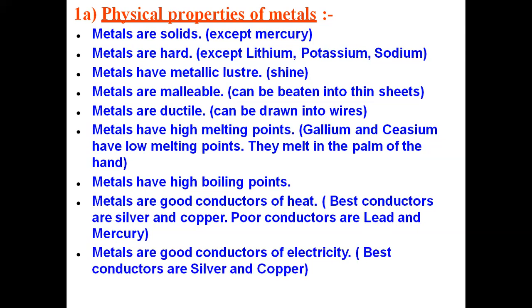And one more case, mercury. Mercury is a very thick metal which is present in the liquid state. Because of its thickness, the heat cannot move from one place to another. That is the reason why lead and mercury are poor conductors.